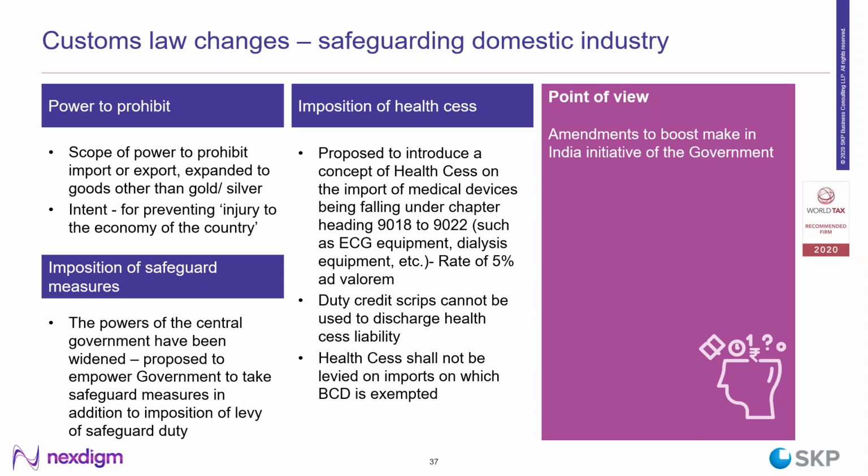The government has also now imposed a health cess on certain medical devices covered under chapters 9018 to 9022. The rate of this health cess is capped at 5% ad valorem, and it will not be levied where an item is already exempt from basic customs duty. Again, these are measures to boost the Make in India initiative of the government.